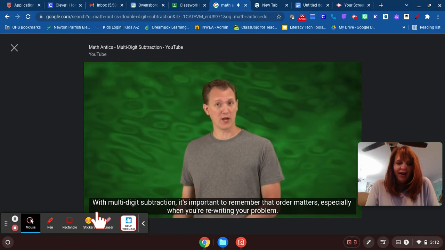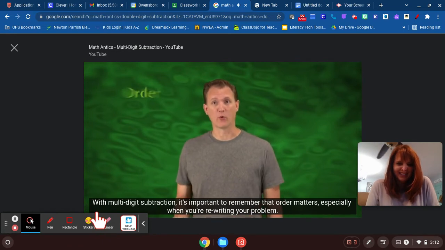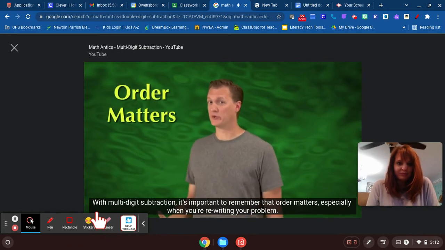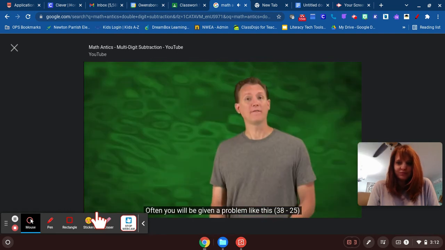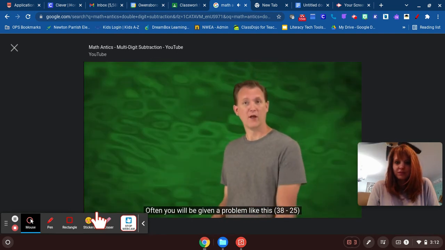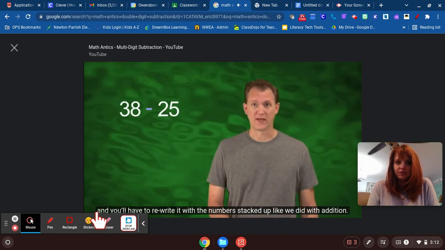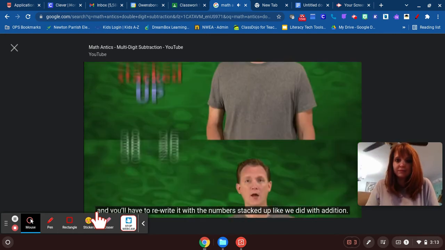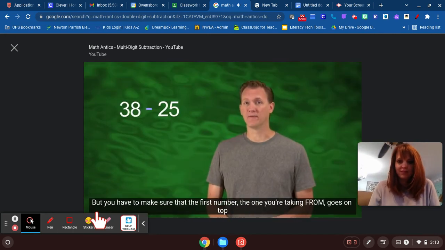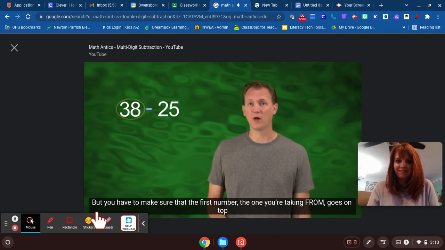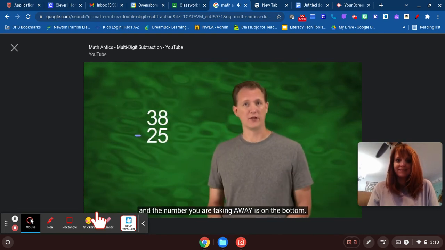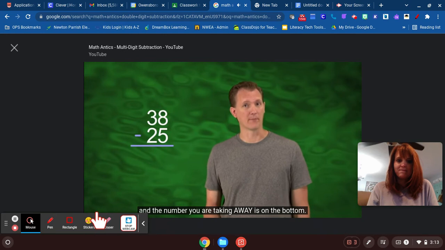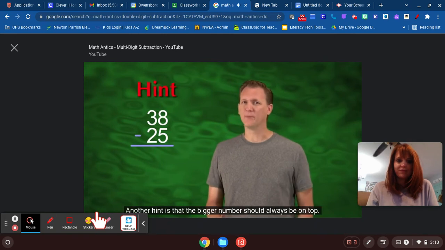With multi-digit subtraction, it's important to remember that order matters, especially when you're rewriting your problem. Often you'll be given a problem like this, 38 minus 25, and you'll have to rewrite it with the numbers stacked up like we did with addition. But you have to make sure that the first number, the one you're taking from, goes on top, and the number you're taking away is on the bottom. Another hint is that the bigger number should always be on top.